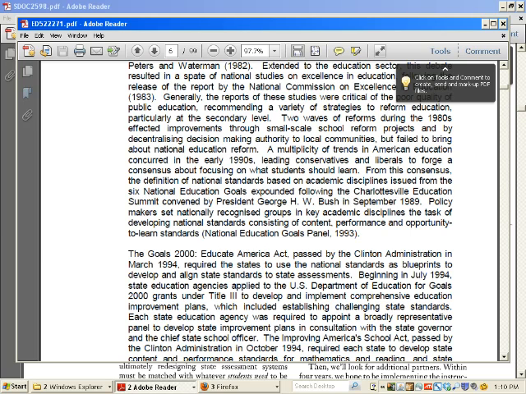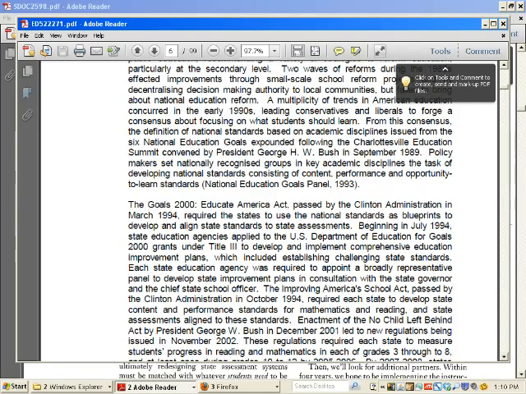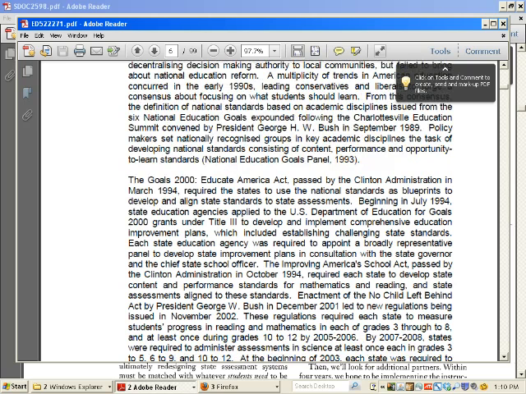The U.S. Department of Education offered Goals 2000 grants under Title III to develop and implement comprehensive education improvement plans. The Improving America's Schools Act, passed by the Clinton administration in October of 1994, required each state to develop state content and performance standards for mathematics and reading, and state assessments aligned to these standards. Enhancement of the No Child Left Behind Act by President George W. Bush in December 2001 led to new regulations being issued in November of 2002.